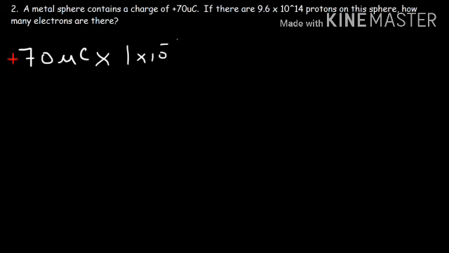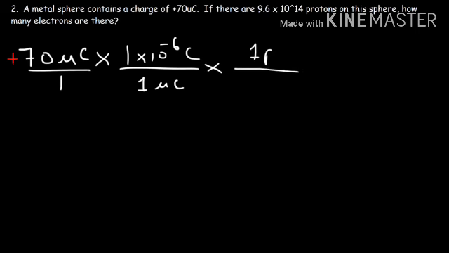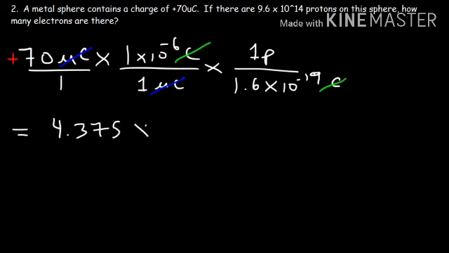1 times 10 to the minus 6 coulombs is equal to 1 microcoulomb. And 1 proton has a charge of 1.6 times 10 to the negative 19 coulombs. So notice that the unit microcoulombs will cancel and the unit coulombs will cancel. So you should get 4.375 times 10 to the 14 protons.